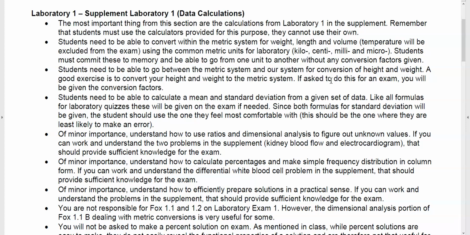So if you stop and think about it, your total exam is 25 points, and you already know what 4 points of it are. So you have almost 20% of your exam. You already know what the question will be for that. For minor importance, you should be able to understand ratios, dimensional analysis, how to figure out unknown values and things like that. The 2 problems in the supplement help with that, but I think that should be sufficient knowledge for the exam, and even then, it'd probably be a little bit of overkill, to be honest.